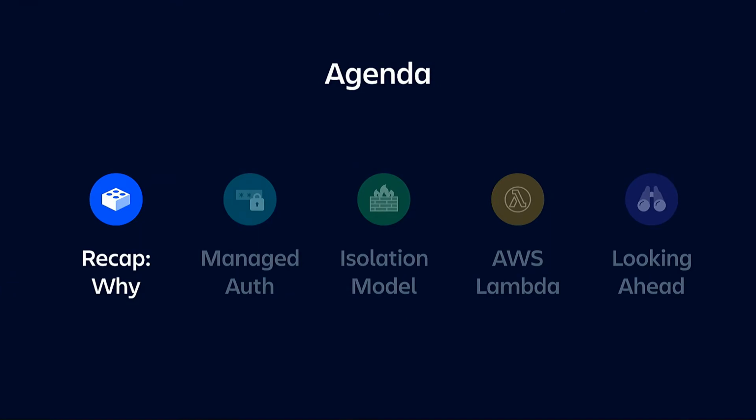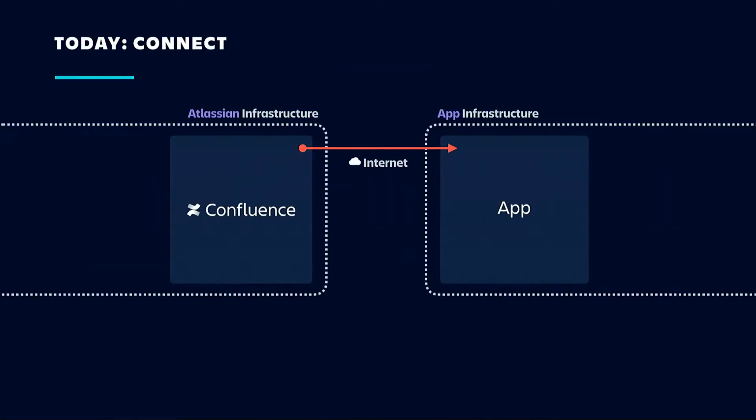But before we dive into the details of how we hide authentication or how we achieve tenant isolation, I'd like to quickly recap why the serverless model allows us to do these things in the first place. So let's consider a Connect app today, say a Confluence macro. You basically implement a web service on a stack of your choice, and that's great because you can pick the infrastructure, language, framework of your liking.